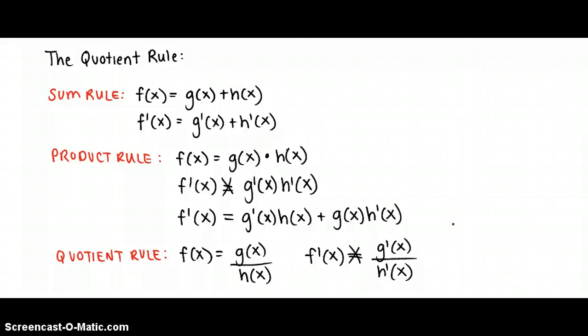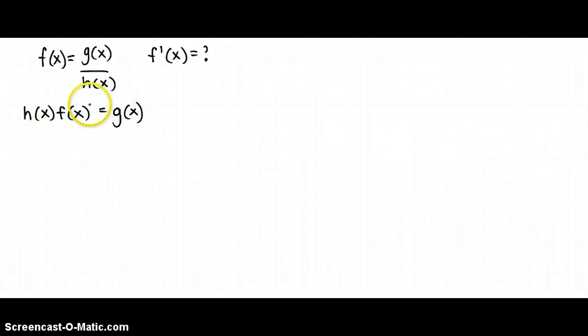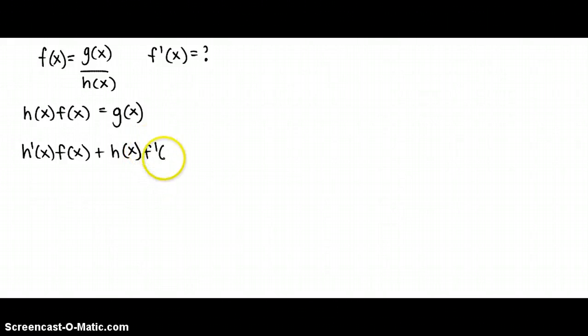So let's get started! Consider some function f of x equal to g of x divided by h of x, and our goal is to find f prime of x. I'm going to start by rearranging this equation here and getting rid of the division by multiplying both sides by h of x. Now I can find the derivative of the left-hand side using the product rule, which we've already learned, and I can find the derivative of the right-hand side because it's one function, so it's just g prime of x.